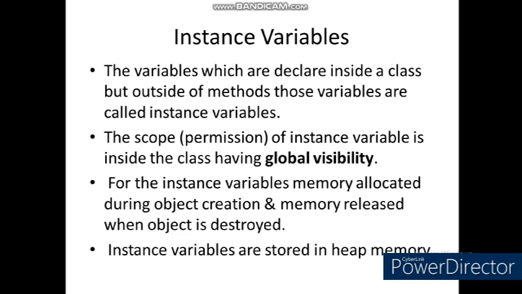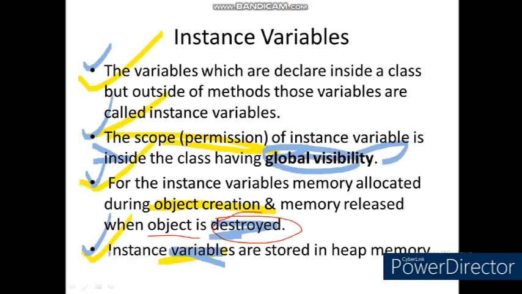Okay, and for instance variables, memory is allocated during object creation and released when the object is destroyed. So whenever we create an object for the particular class, that time only the instance variables' memory is allocated, and when the object is destroyed, that time the memory is deallocated. And instance variables are stored in the heap memory area.